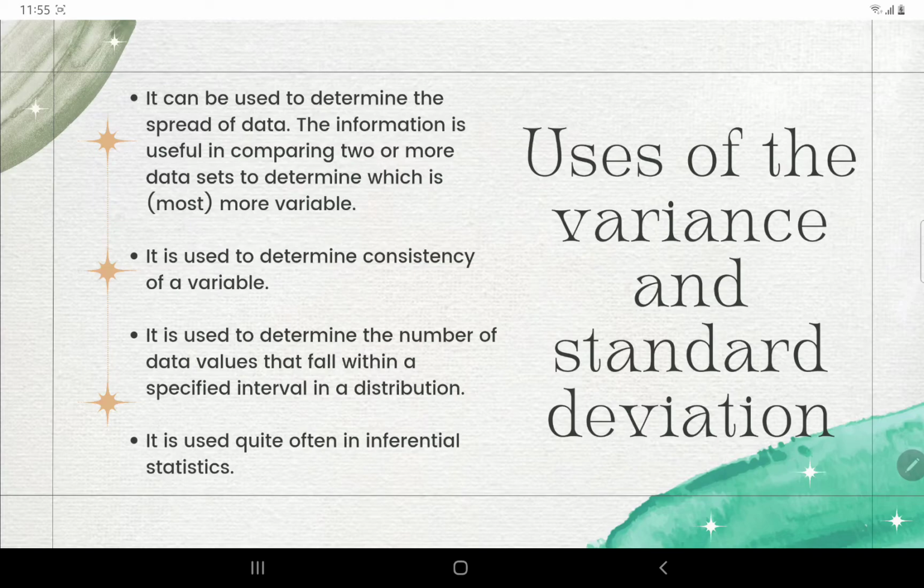What is the usage of variance and standard deviation? They can be used to determine the spread of data. The information is useful in comparing two or more data sets to determine which is more variable, and which is more reliable. They are used to determine the consistency of a variable, and the number of data values that fall within a specified interval in the distribution. Standard deviation and variance are also often used in inferential statistics.